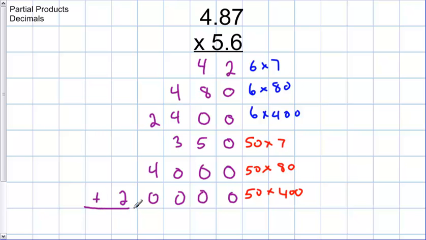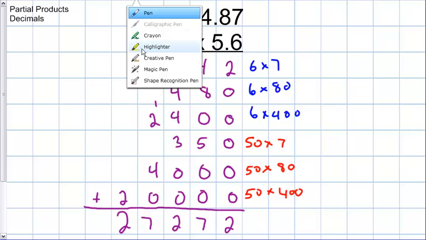Now I just add them all up. 2. 12 plus 5 is 17. Carry the 1. It's 5, 9, 10, 11, 12. Carry the 1. It's 3, 7, 2. Oops. Hold off on the decimal point. It's 2. So I'm going to go back.